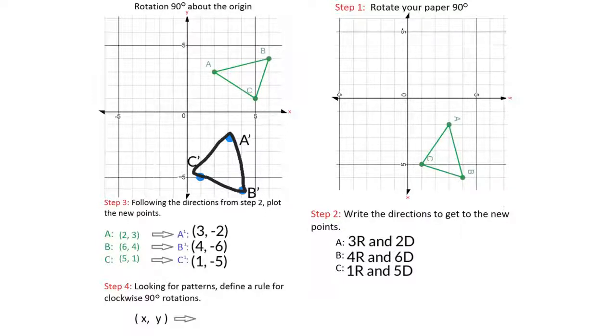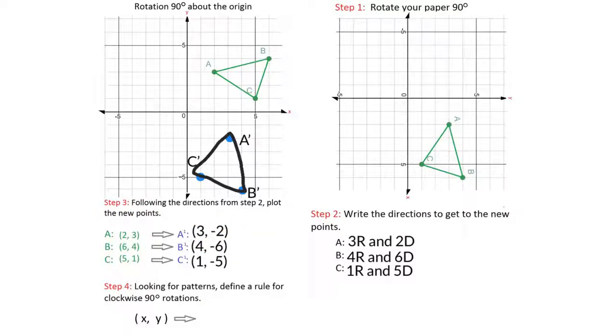So now that we have our points, let's move to step 4, where it says, looking for patterns, define a rule for clockwise 90-degree rotations. So let's look for a pattern here. In our A, our original point was (2, 3), and A prime became (3, -2). So those numbers are very similar.